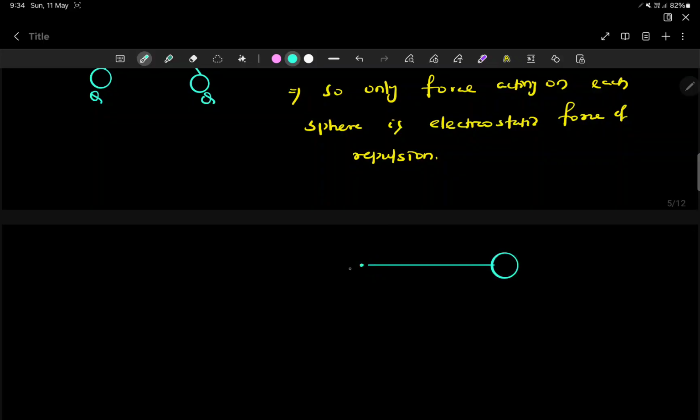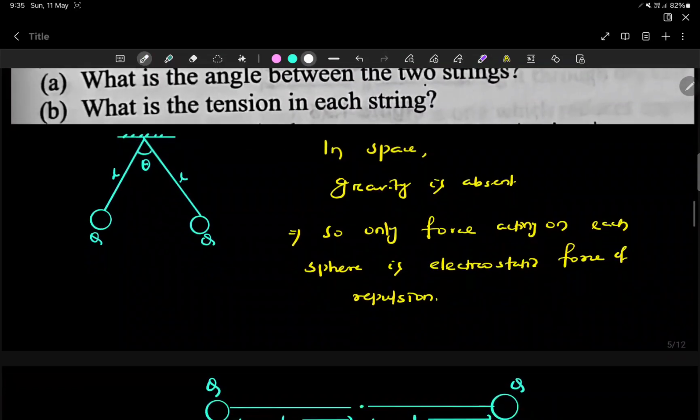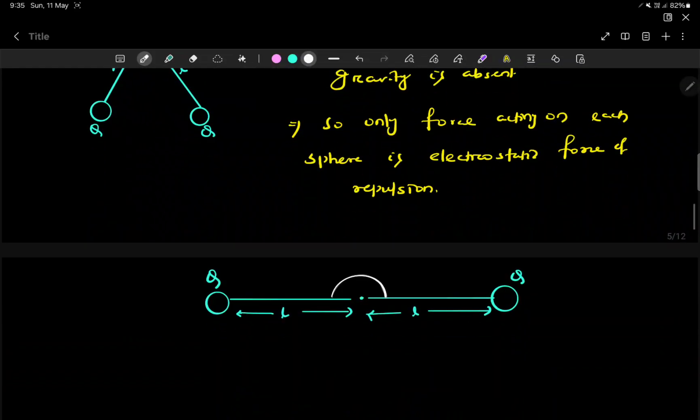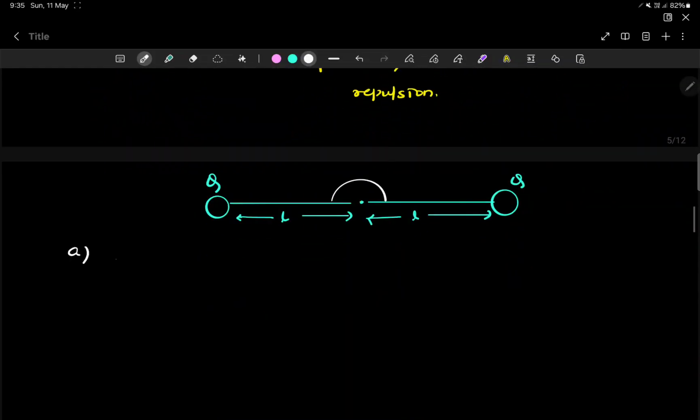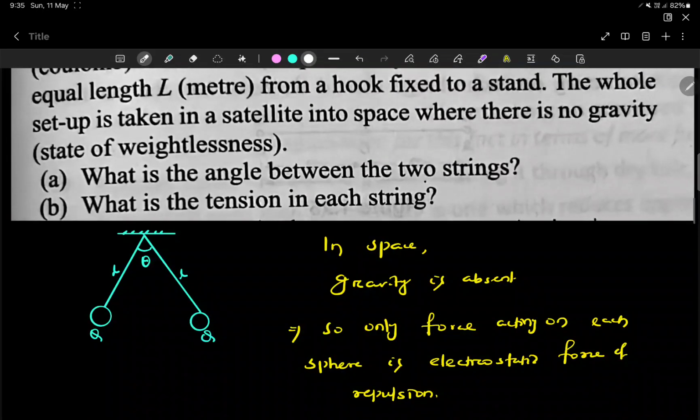Here is one bob and here is another bob, and this is the length L, the length of the string is L, and in this case the separation between the two bobs is 2L. This is charge capital Q. So the question was, what is the angle between the two strings? The angle between the two strings is 180 degrees. So for part A the answer is 180 degrees. Then next is, what is the tension in each string?